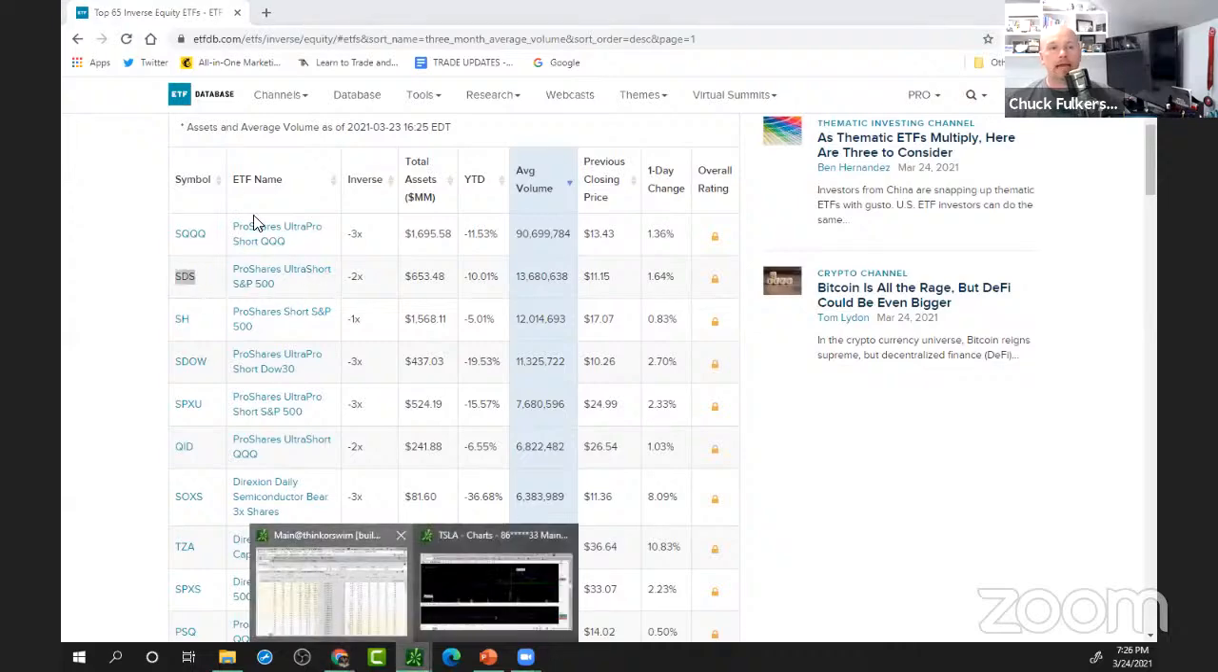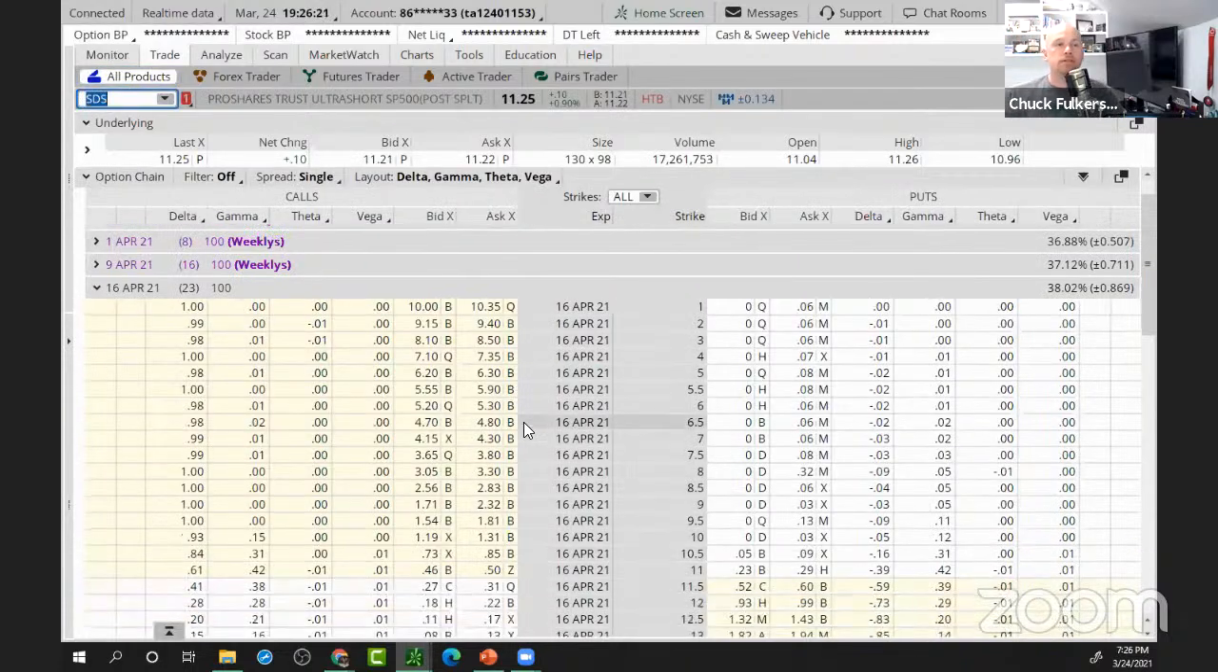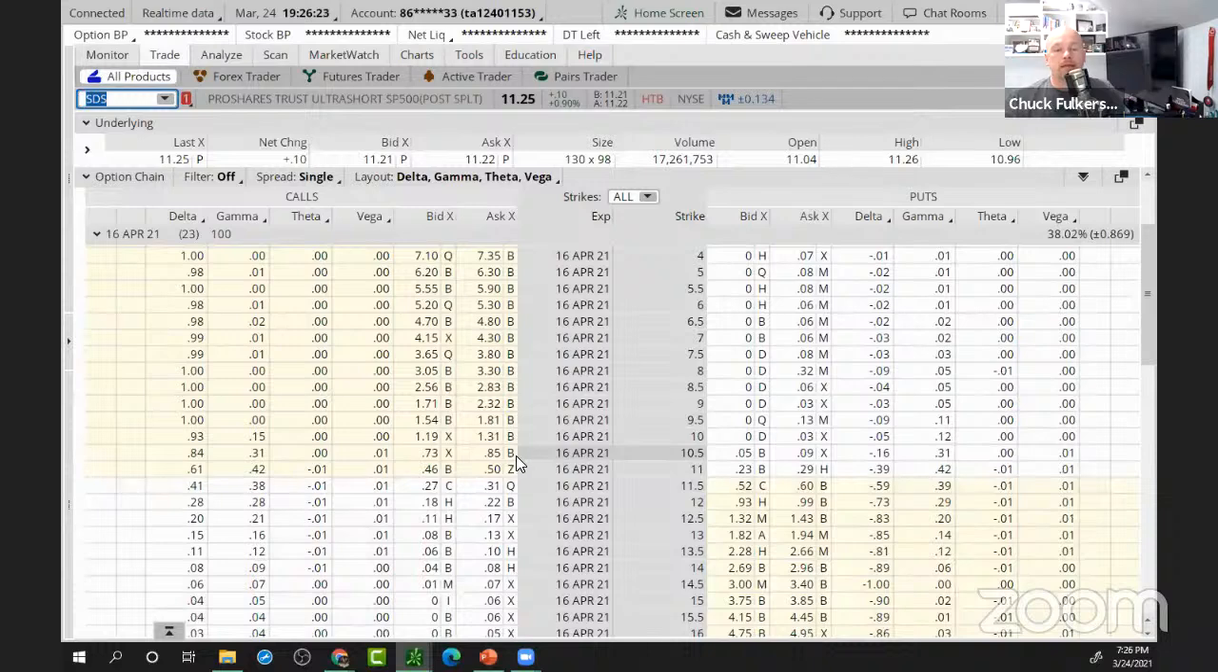Now, when I pull up the actual SDS, the first thing I'm going to do is just take a look at the options spread on a call. Now remember, why would I buy a call? Because it's an inverse ETF, and if the market goes down, this goes up. So I could buy a call on one of these positions. You certainly could do that, or you sell a put in order to acquire it.